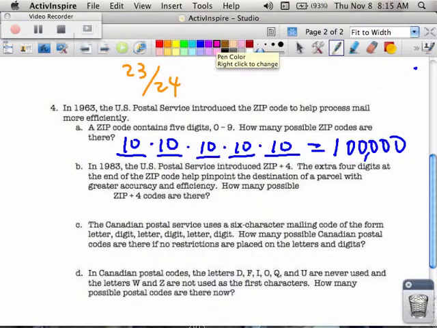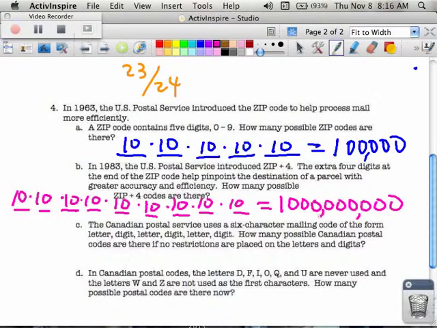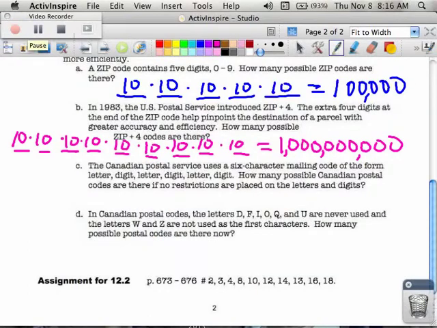And the next one, here's where they talk about that 4-digit extra zip code. So this is almost exactly like letter A, except now instead of being 5 spaces, there are 9. 1, 2, 3, 4, 5, 6, 7, 8, 9. And each one has 10 possibilities, just like the previous, because you can put a number 0 through 9. That means there are going to be 9 zeros. And this is 1 billion. 1 billion possibilities.